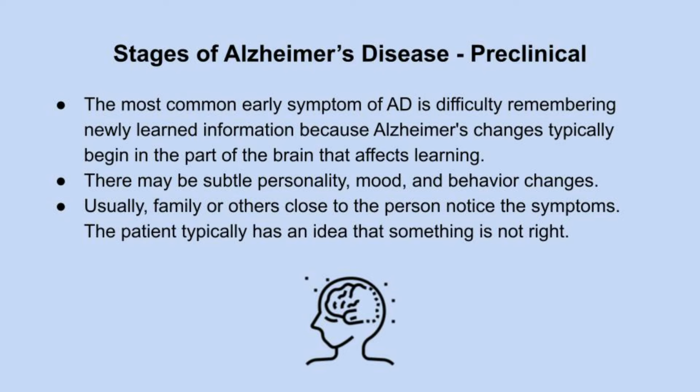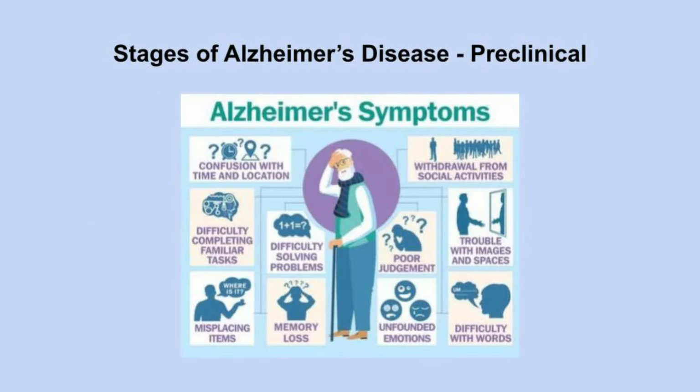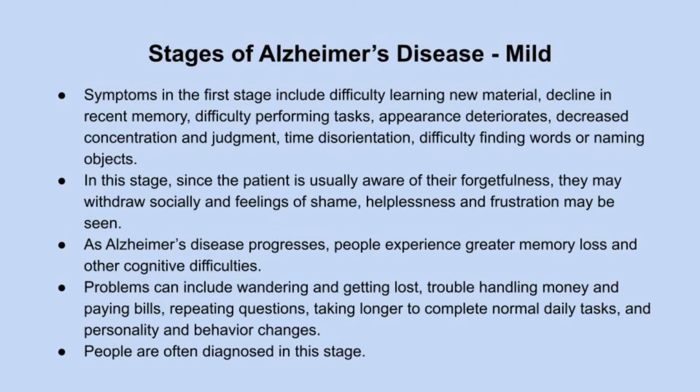So the most common early symptom of Alzheimer's is difficulty remembering newly learned information, because these changes typically begin in the part of the brain that affects learning. There may be subtle personality, mood, and behavior changes. Usually, family or others close to the person notice the symptoms. The patient typically has an idea that something is not right. Then it progresses into mild Alzheimer's disease.